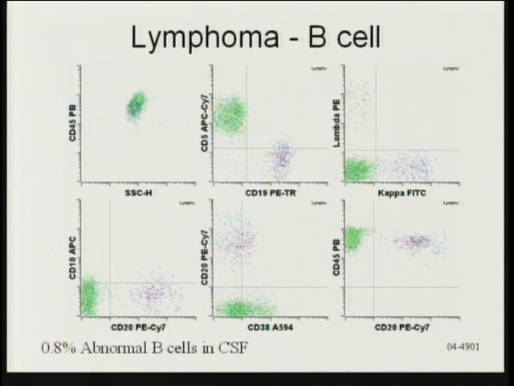The same kind of analysis, however, can be done on specimens that have a much smaller number of events. So for instance, this is cerebrospinal fluid from a patient that's been diagnosed with B-cell lymphoma. It's a very paucicellular specimen. Nevertheless, we're able to identify a population of cells which is located down here, having a high level of expression of CD20, absence of CD10, and a larger cell size. This is large B-cell lymphoma involving the cerebrospinal fluid, which we can pick out at a level of about 0.8%.